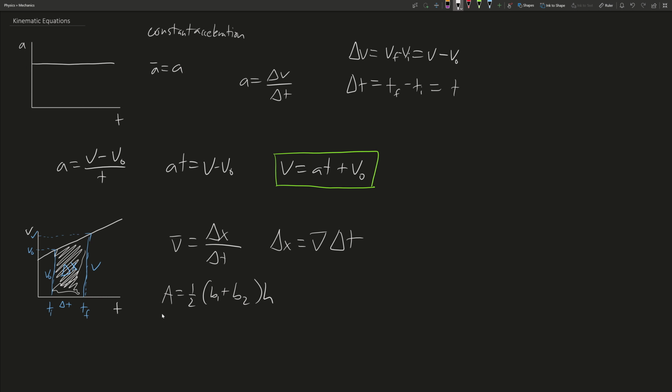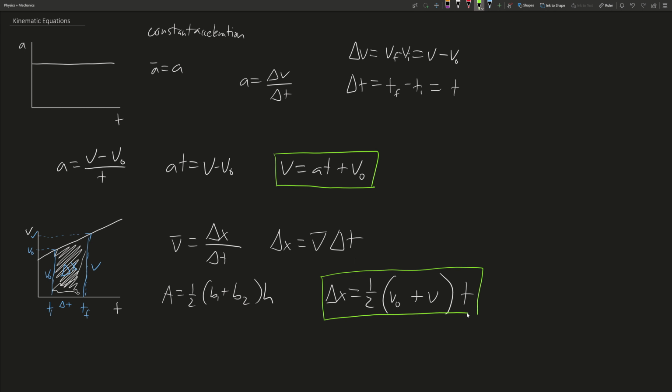So knowing that the area is equal to displacement, we can write displacement, which is equal to area, is equal to 1/2 of base 1, which in this case is v0, plus base 2, which in this case is just v, so these are the instantaneous initial and final velocities, times the height, which is the change in time, which again we'll just write as t. Now this we will call our second kinematic equation.